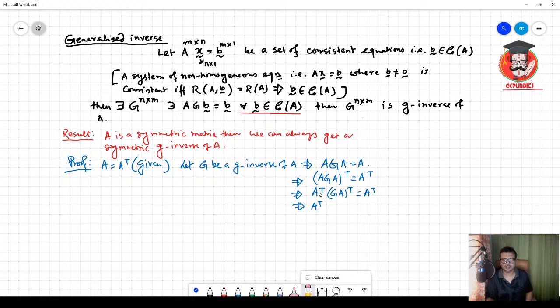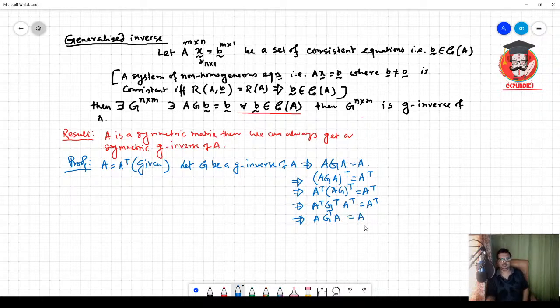Sorry, this thing should be this, okay? (AB) whole transpose equals B transpose A transpose. So this means A transpose G transpose A transpose. Again I use the result. Since A is a symmetric matrix, this should be AGA, A G transpose A. So this implies G transpose is another G inverse of A.